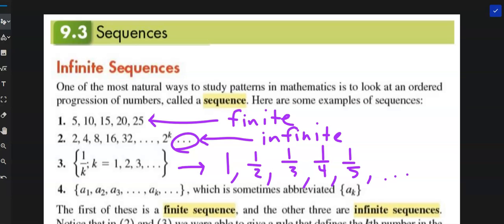Okay, so we decided what's finite and what's infinite. The finite ones were the ones that stopped. The infinite ones had the dot, dot, dot. The third one we had to figure out because they didn't tell me what the terms were. I had to plug in 1, 2, 3 myself.